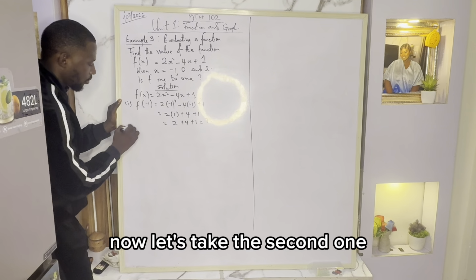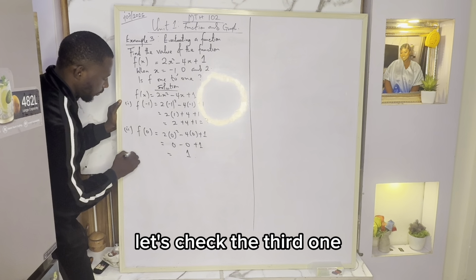Now let's check the second one. The second one is f of what? Input 0. We are inputting 0. That's 2 open bracket 0 squared minus 4 open bracket 0 close bracket plus 1. Then we have 2 times 0, that's 0, minus 4 times 0, 0, plus 1. Automatically, this results in 1. Good.